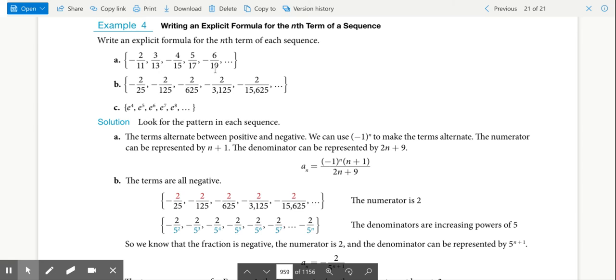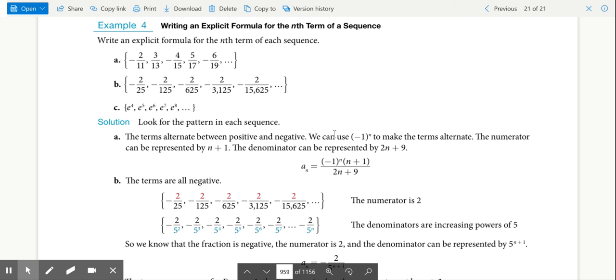We're looking for a pattern, right? We're always looking for a pattern. Here we see that we're alternating between positive and negative. When we alternate between positive and negative, we can do this trick where we do -1 to the n, or n minus 1, depending on which terms we need to be positive and which terms we need to be negative, because -1 to an odd number is going to be negative, but -1 to an even number is going to be positive.